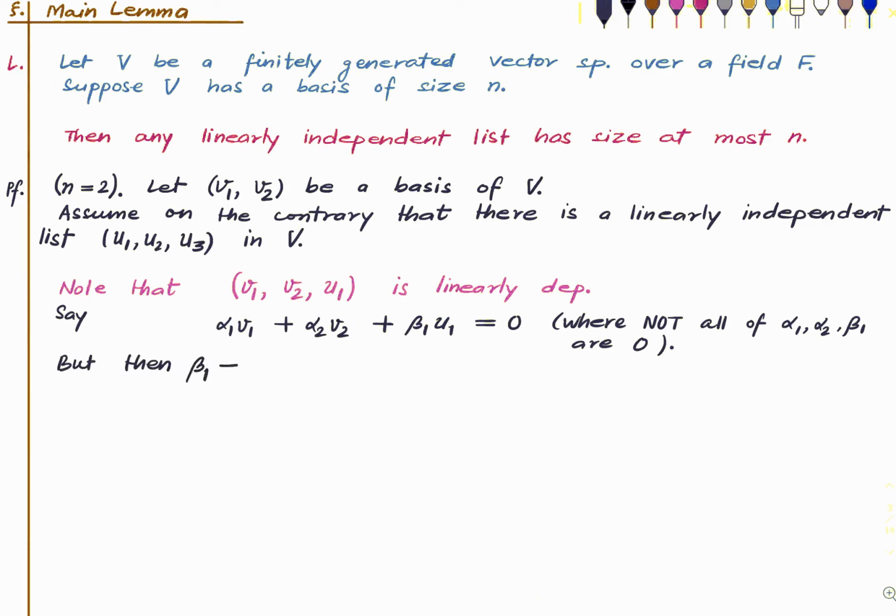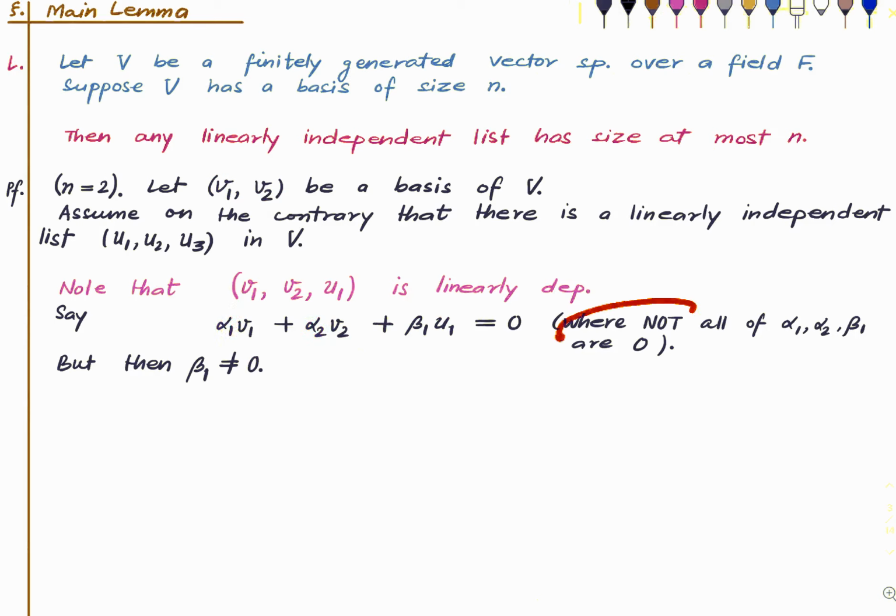So again, note that beta 1 cannot be 0. Why? Because if beta 1 were 0, this is gone, this is 0. So we would have alpha 1 v1 plus alpha 2 v2 is 0, which means a linear combination of v1 and v2 is 0. But since v1 and v2 form a basis and hence are linearly independent, the only linear combination of v1 and v2 that gives 0 is the trivial linear combination, and hence alpha 1 and alpha 2 would also be 0.